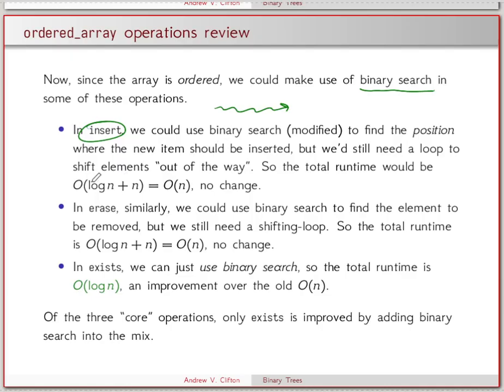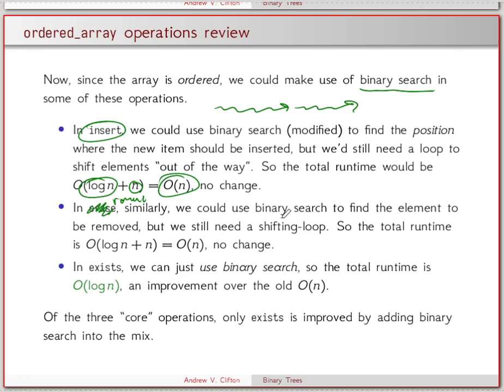So the first half of this would be log of n time. But then we still need the second loop to shift everything up and make room. So that would be O of n time. And log of n plus O of n is just O of n. So that doesn't really change anything. Same thing goes for, it's not erase, it's remove. I literally just made that mistake. Remove. Sorry about that. Right?